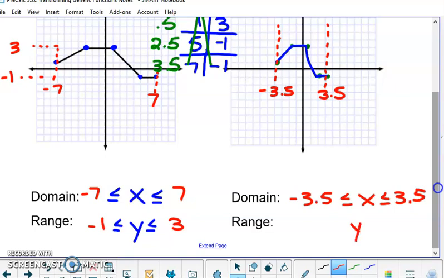And our range is up, down. So what are the upper and lower limits? In this case, it's the same. It goes up to 3 and down to negative 1. You look at the graph above.